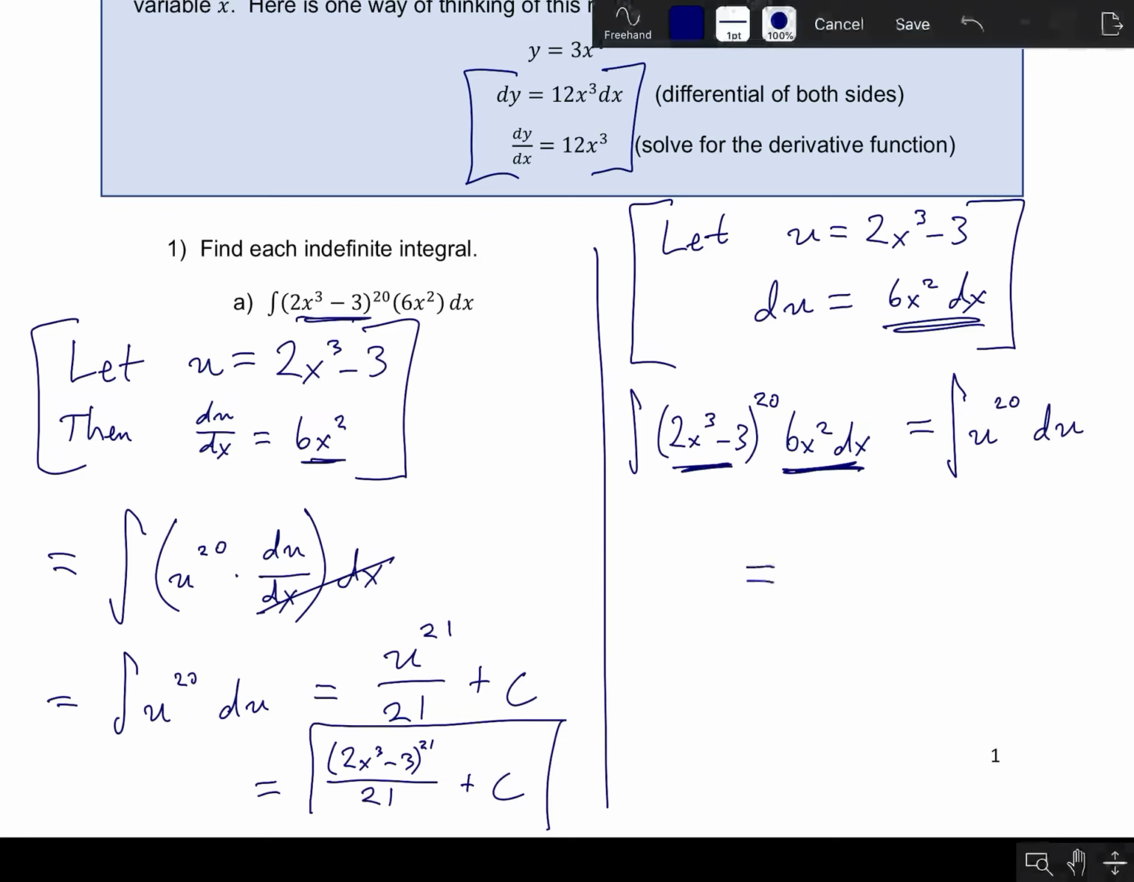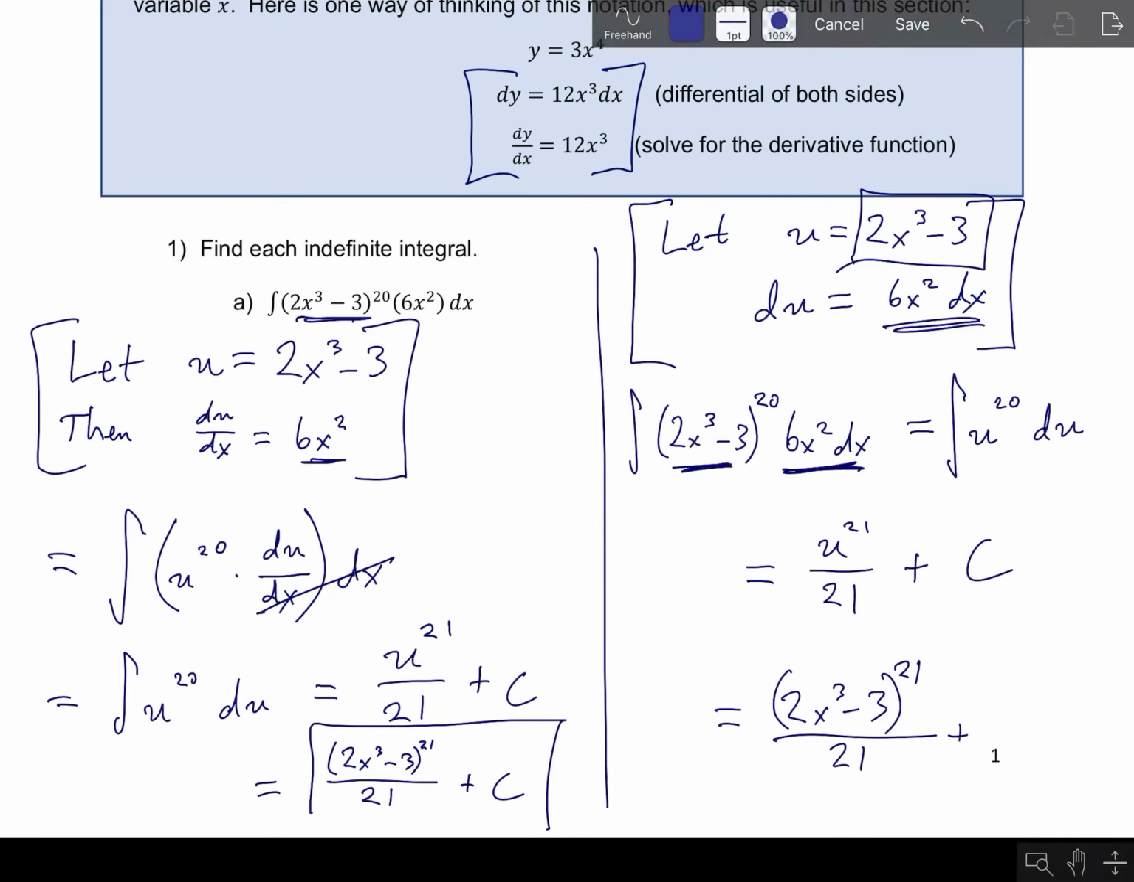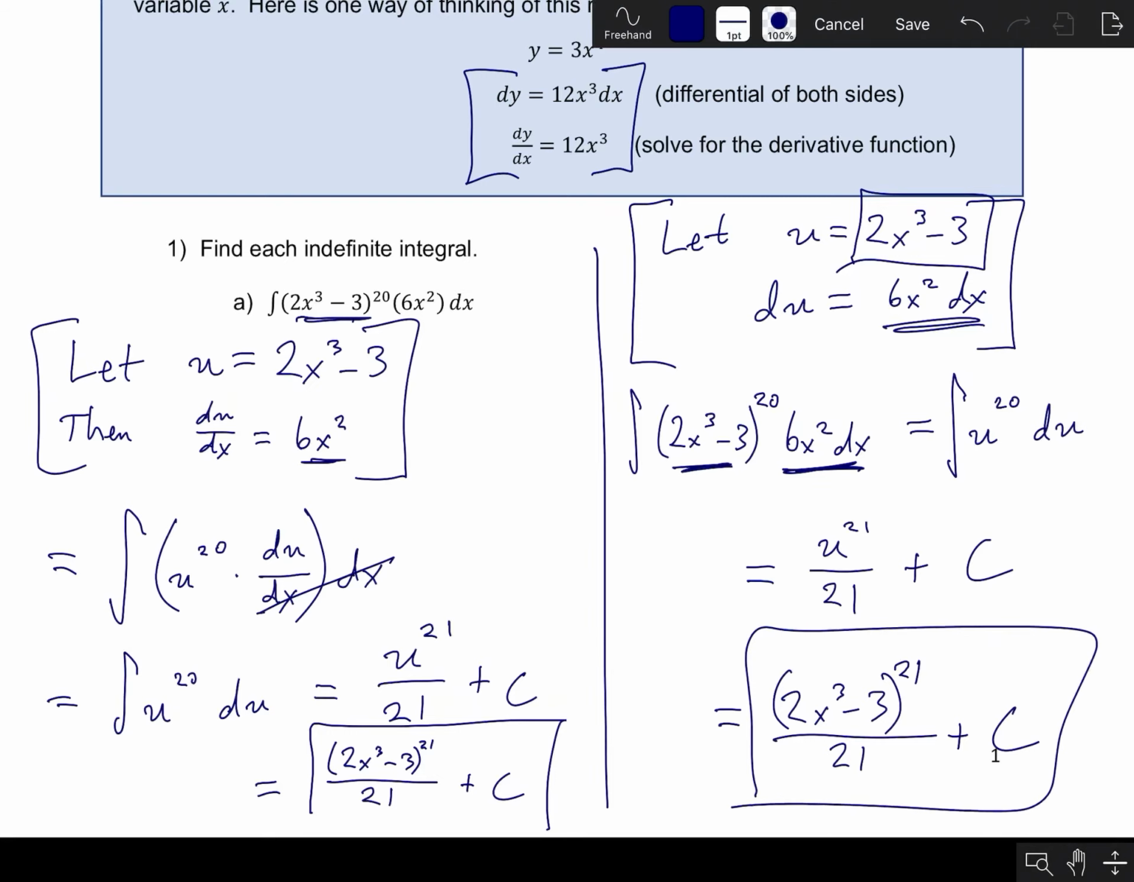Now that this integral only involves the variable u, we can integrate with respect to u. We would get that we should increment the power by 1 and then divide by the new power. And then because we took an antiderivative, we'll still have a plus c. And then for our final answer, we again want to replace u with its original value in terms of x, which was 2x cubed minus 3. So I replace the u with that. That's all being raised to the 21st power divided by 21, plus c. So we'll get the same answer either way.